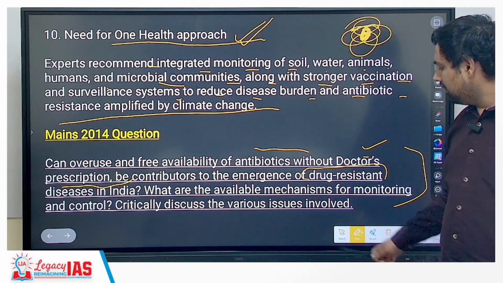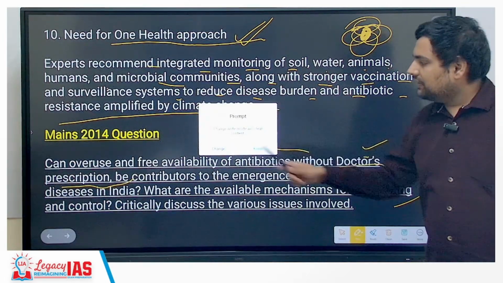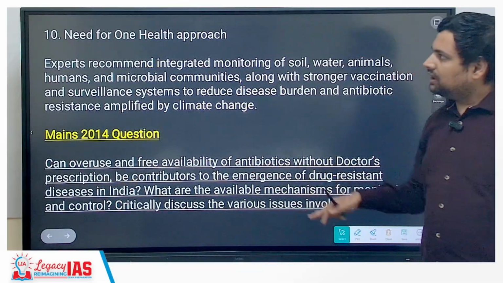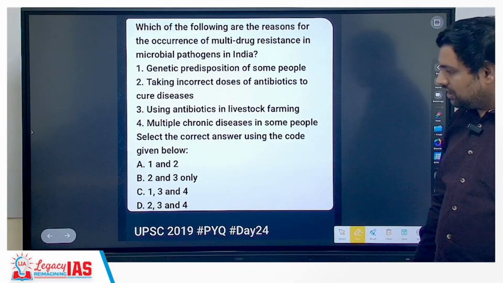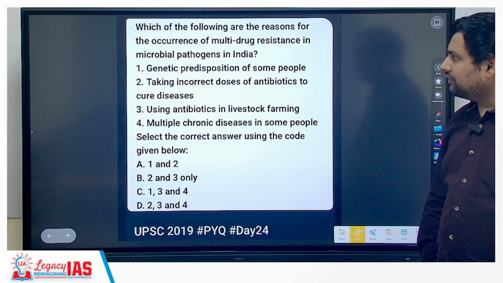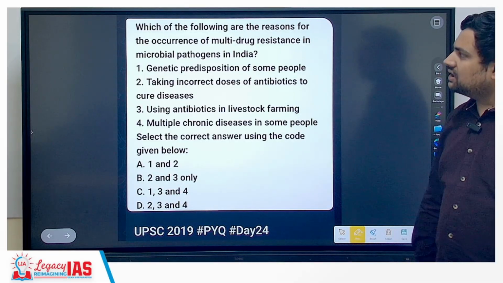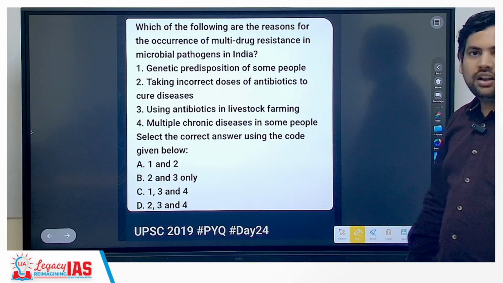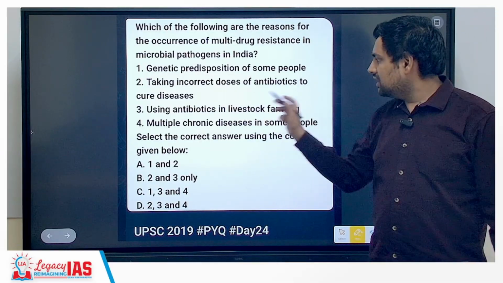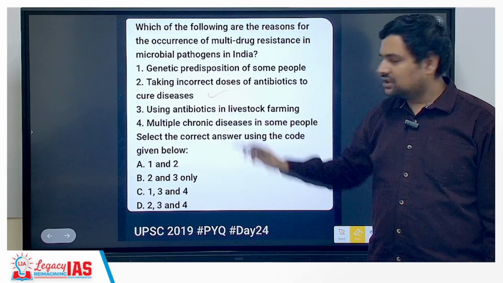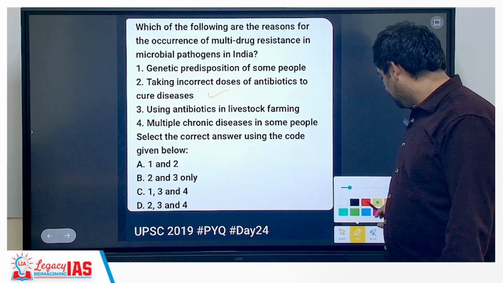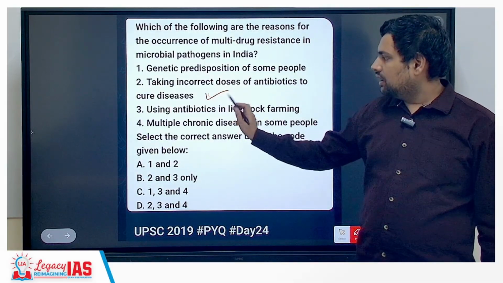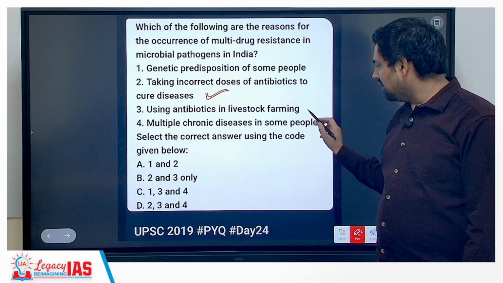Okay, then let's see one more question that came in Prelims. This was a question from Prelims 2019. Now which of the following are reasons for occurrence of multi-drug resistance in microbial pathogens in India? Now incorrect dosage of antibiotics to cure disease, correct, absolutely correct. This we have talked about. Then using antibiotics in livestock farming, what do you think?